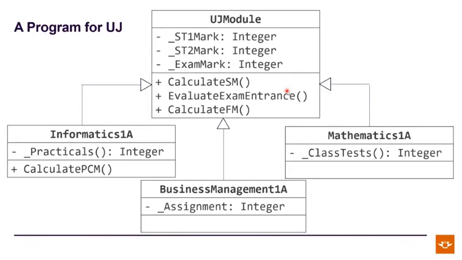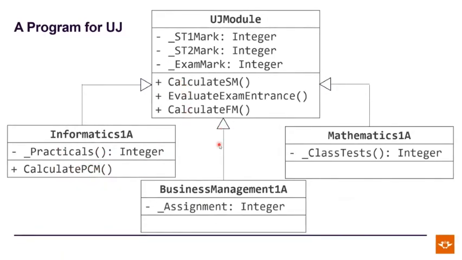So we then have inheritance linking up to the different modules. UJ module is now the base class, and then Informatics, Mathematics, and Business Management 1A all inherit from UJ module. All we do is add the different functionality. This one had a class test, this one had a practical, this has an assignment. Those are the extra attributes that these ones have. Informatics 1A has a practical component mark, so it has an extra calculation that isn't part of the other 3.